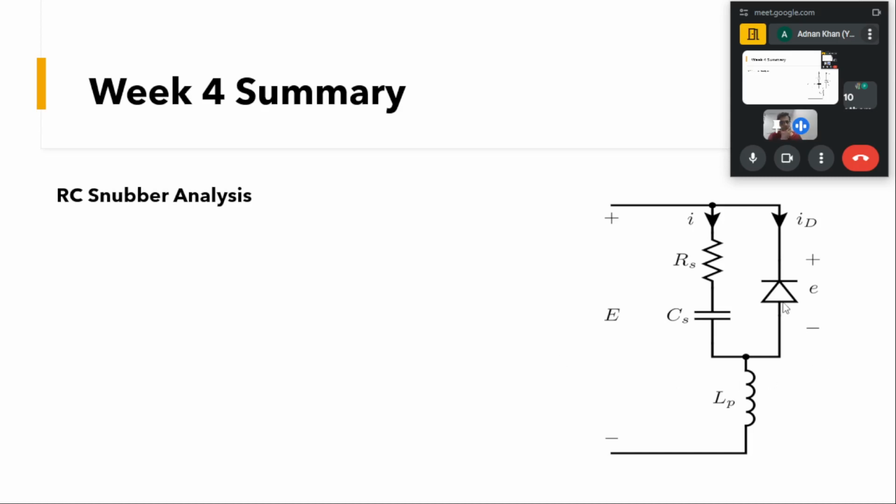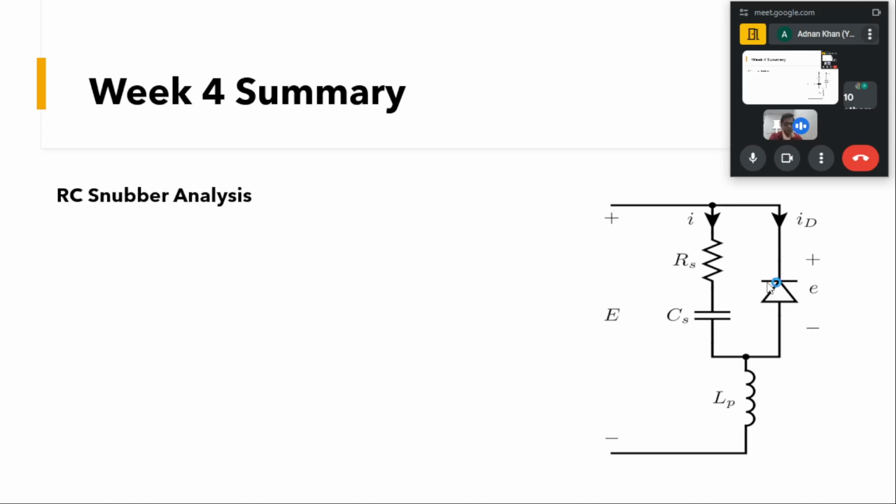So here, if you can see, the device here is this diode, and across this device is connected an RC snubber, and in series we have some parasitic inductance as well. And we know that our device has to block our whole voltage. If the total voltage to be blocked by the device is this E, then this small e is the voltage that is across this device.